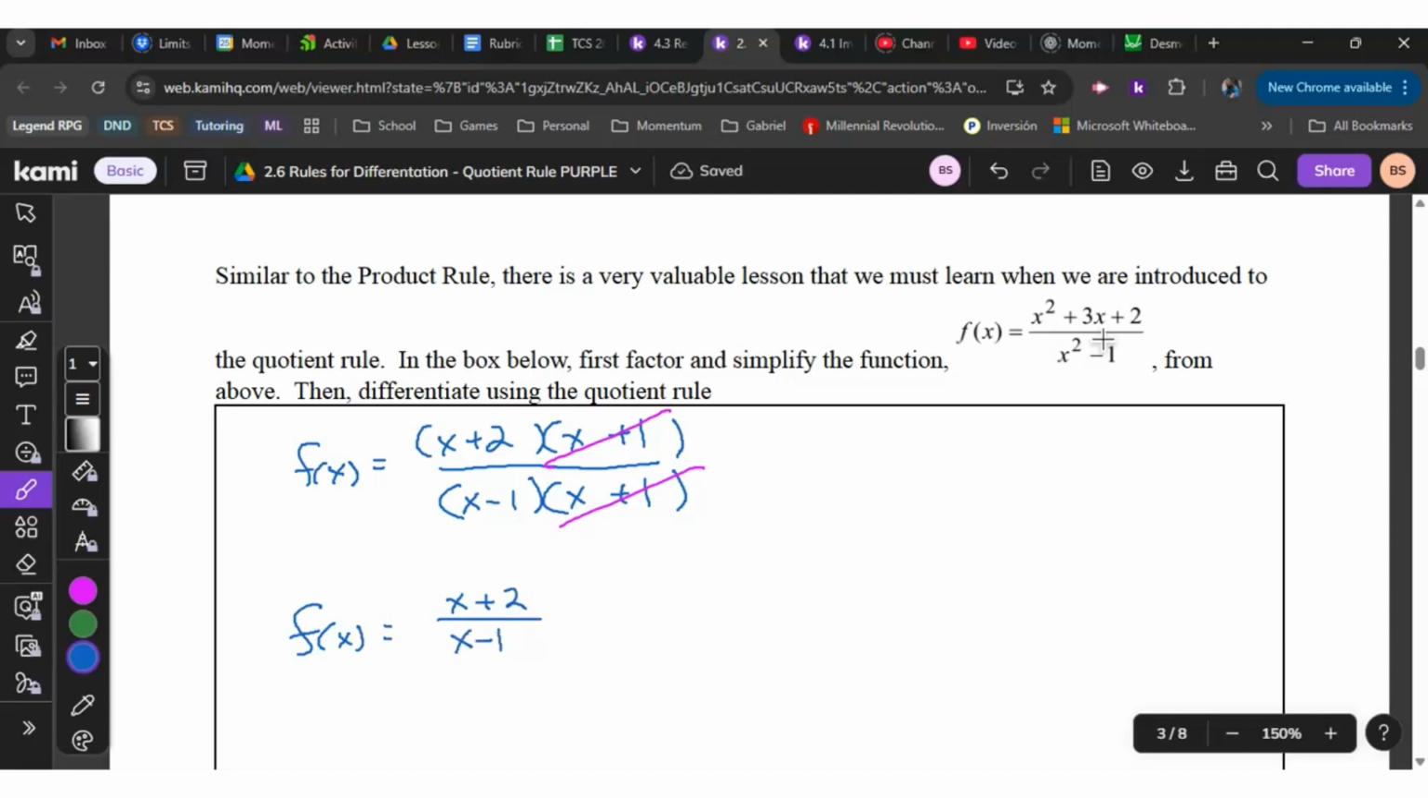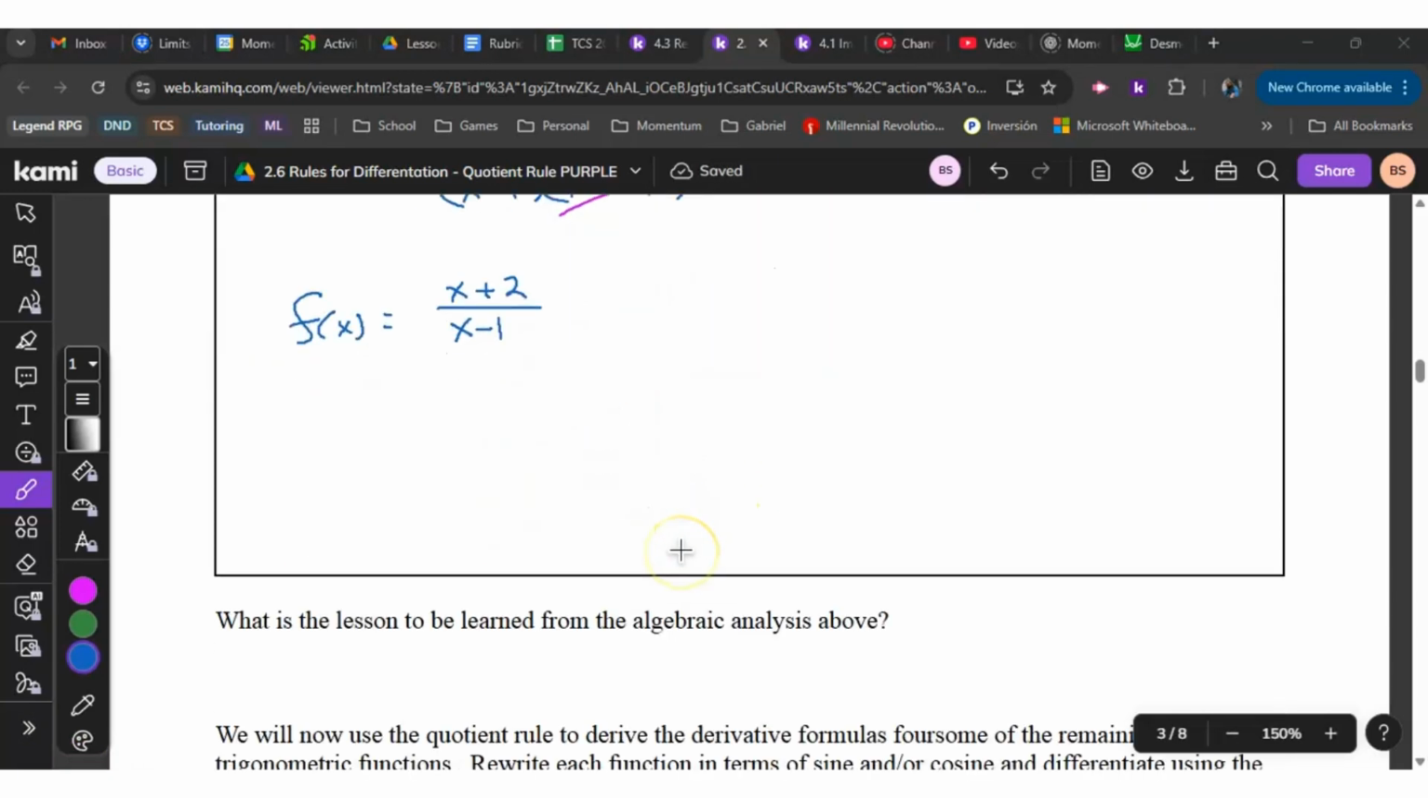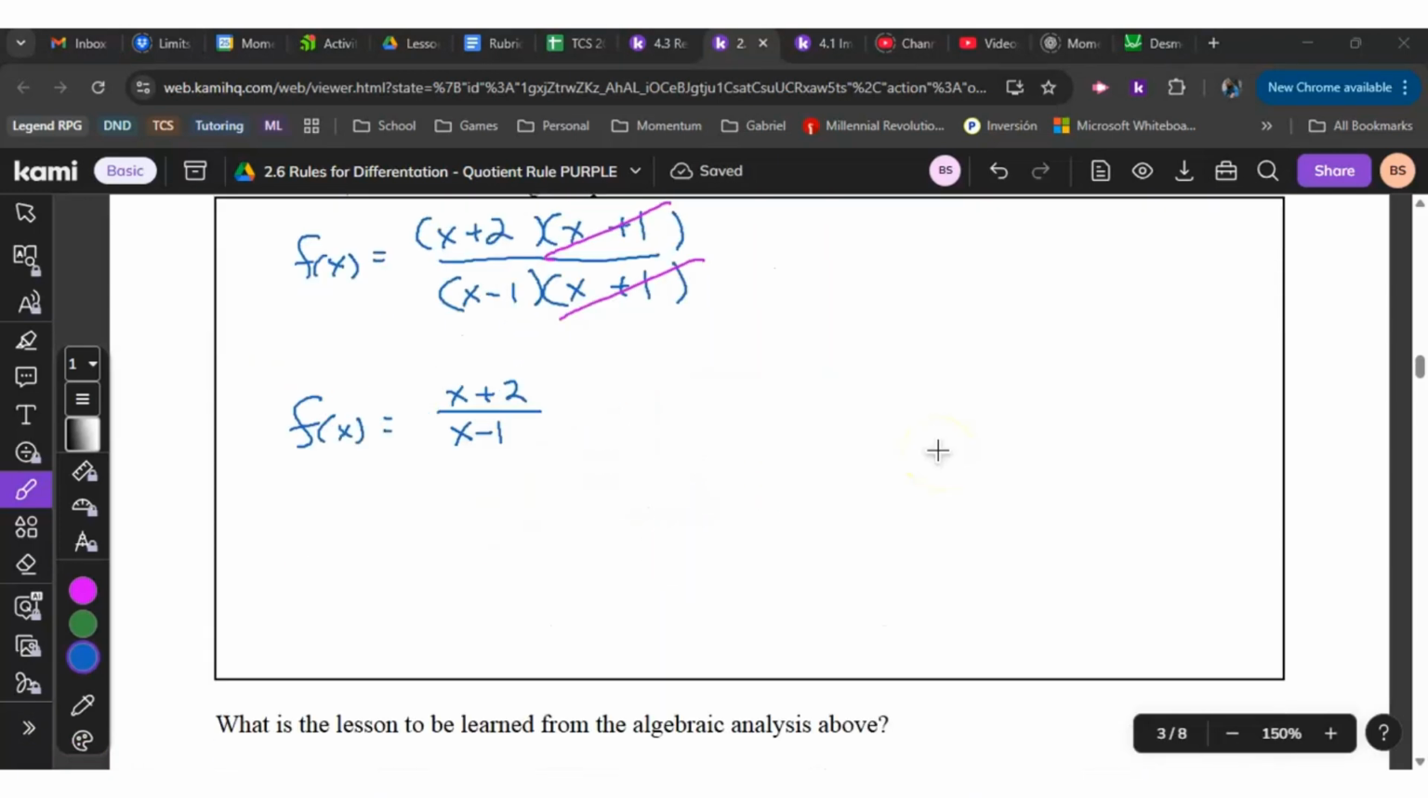And then if we do our quotient rule, it's a lot easier. So if we actually apply the quotient rule now, it's going to be a lot easier, right? Because if we look here, what's the derivative of either of these things? What's the derivative of x plus 2? 2 goes away, it's a constant. So what's the derivative of x? 1. What's the derivative of x minus 1? 1. So you can see how this one's going to be a lot easier.